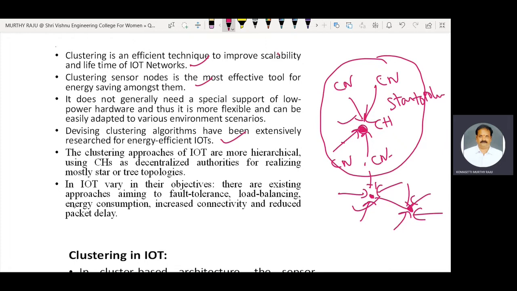Okay, this is the energy consumption. Increased connectivity and reduced packet delay. Increased connectivity means only cluster nodes are connected to that particular cluster head within the cluster. Therefore, connectivity is also good.